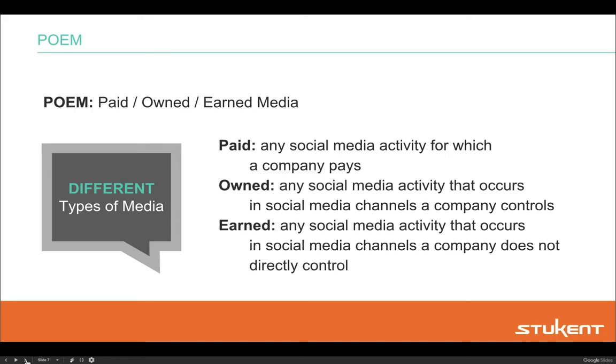Owned. This is any social media activity that occurs in a social media channel that a company controls. As you'll understand in your reading, organic reach refers to owned.